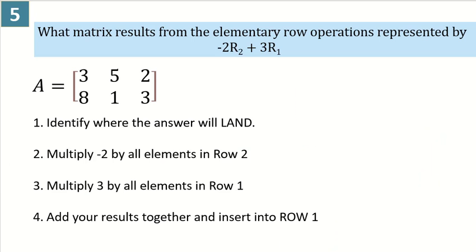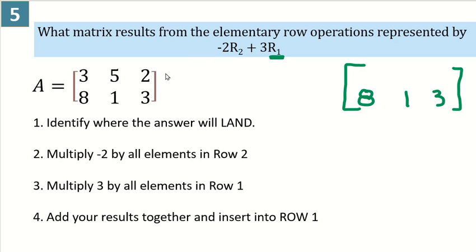Question number 5. We want to know what matrix results from the elementary row operations represented by negative 2 times row 2 plus 3 times row 1. The first step is to decide where we land. So we're going to land at the end here in row 1. So I'm going to rewrite everything in the matrix except row 1. It'll help me keep things organized. So row 2 is not going to change. Row 2 is 8, 1, and 3.